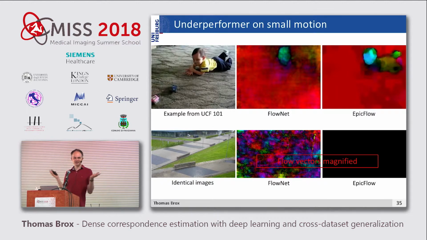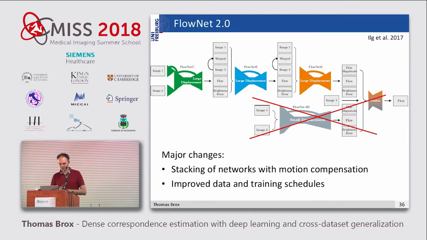Okay, so there was some problem with small displacements, and there was generally a problem with accuracy, and that's why we created FlowNet 2, which has two major changes. The first one is an architectural change. We're stacking networks and use motion compensation.